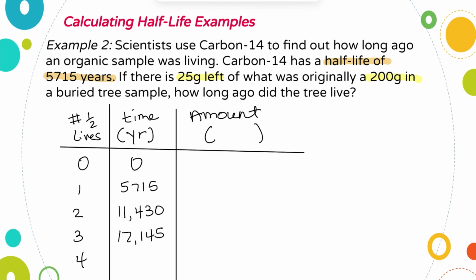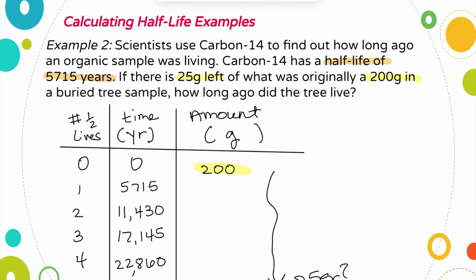And I'll do one more just because I'm not sure when we are going to need to stop. We can always add more as we go. So we're just adding that half-life, another 5,715 years, as we go. So after 4 half-lives, this is how much time has passed in years. The problem is telling us there's 25 grams left of what was originally 200 grams. So my original amount is 200 grams. We want to look at now, when are we going to get to 25 grams?